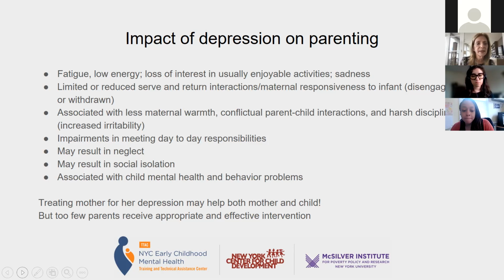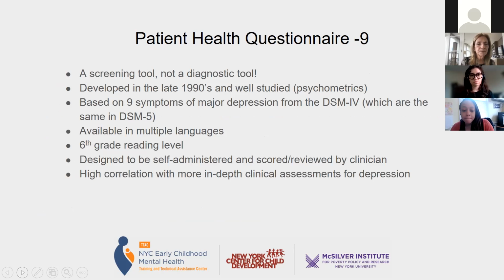So for all these reasons, this is early in a child's life, and we want the parent to be at their best for their baby. Okay, so the PHQ-9, as you know well, is a screening tool. It's based on the nine symptoms of major depression. It very much is aligned with the DSM description of depressive symptoms. It's available in multiple languages. It too is said to be at a 6th grade reading level. It was designed to be self-administered, but we do know that sometimes we have to help parents with it.